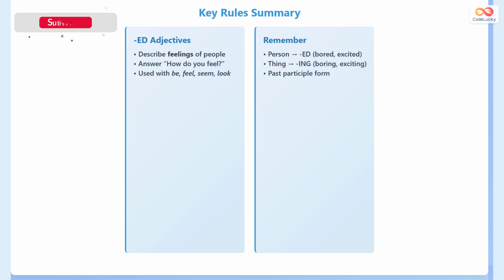To remember, participial adjectives ending in ed describe how people feel, answering the question, how do you feel? They are commonly used with verbs such as be, feel, seem, or look. The person experiencing the feeling receives the ed form, like bored or excited. In contrast, things or causes of the feeling use the ing form, like boring or exciting.